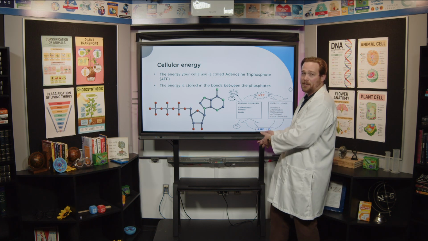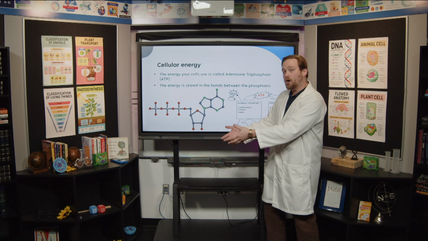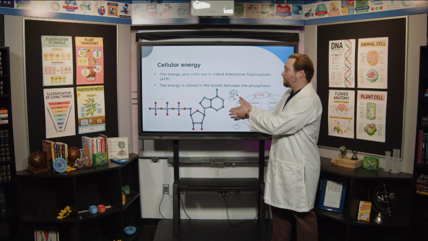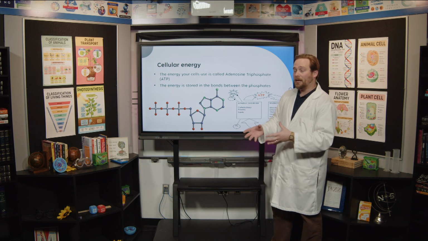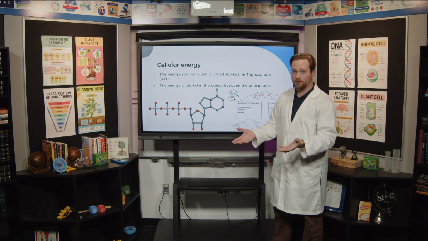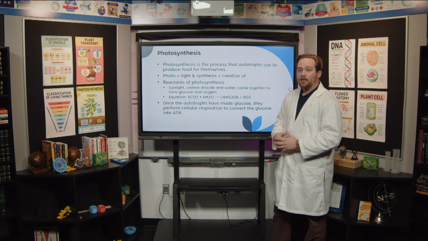So ADP is like a battery that doesn't have any juice in it, and then you charge it, and it turns back into ATP. And again, this is the form of energy that your cells use. So it doesn't matter what you're eating, that food has to be converted into ATP before your cells can use it, okay? So this is very, very important. Let's keep it going here.